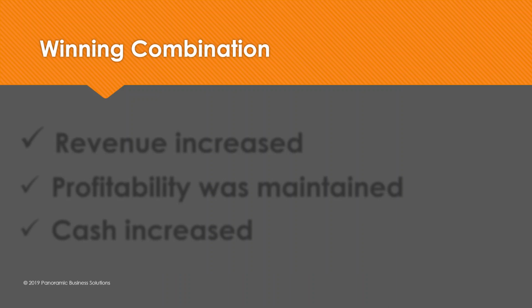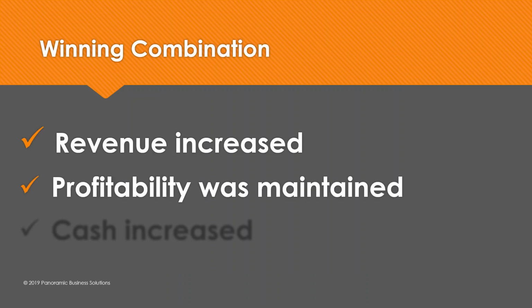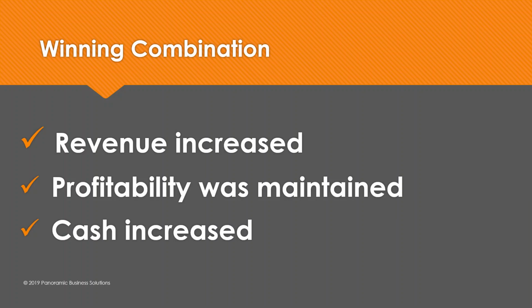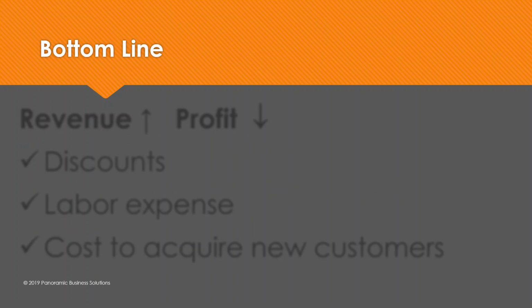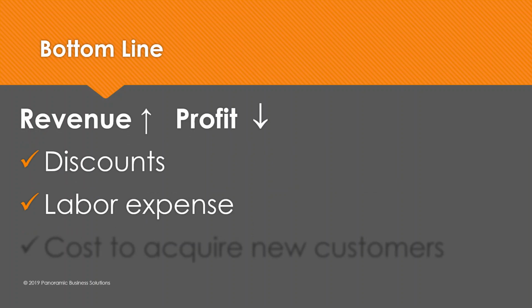So the winning combination for revenue, profit, and cash is when we increase revenue, we want to maintain profitability, and we want to make sure our cash increases as well. And so if you're running into a problem where maybe your revenue increased but your profit decreased, check out the amount of discounts that your sales department is giving. That erodes profitability a lot.